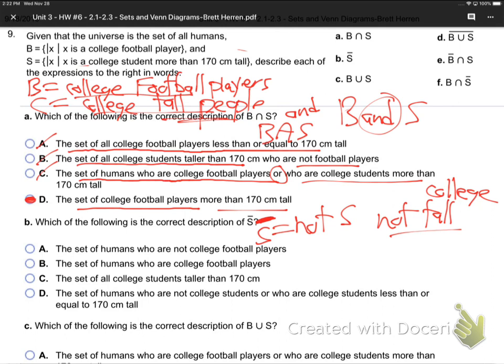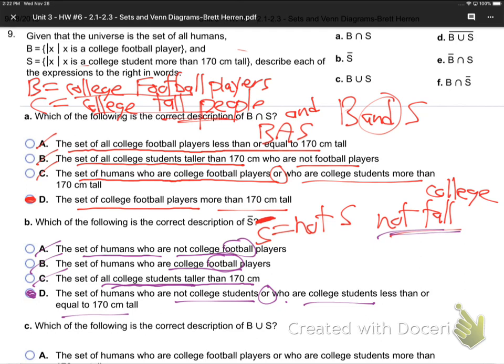Let's go through it. Could it be A, all humans who are not college? No, it has nothing to do with college. S is tall. Forget about B, it's not football. C, all college students taller than 170? No, not tall. So it must be D, not college students, or college students less than 170? Yes. Is that confusing? You might think, wait a minute, they threw an or in there, is that right? Yeah, that's actually right logically, the way they wrote it.